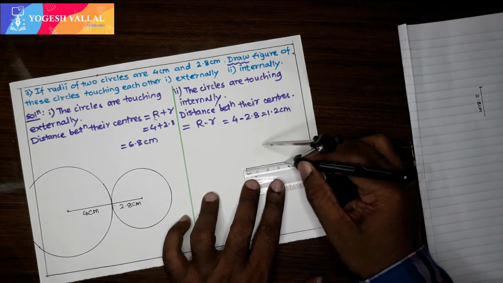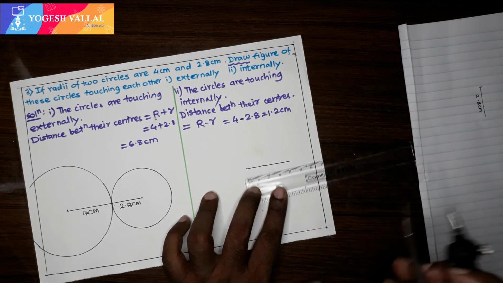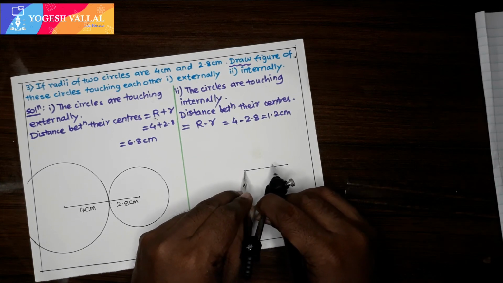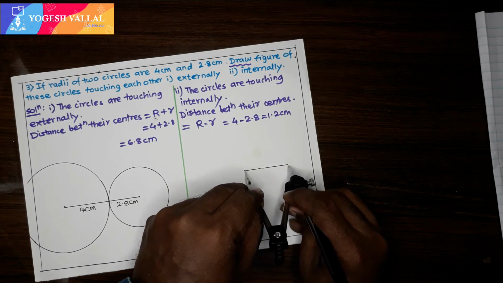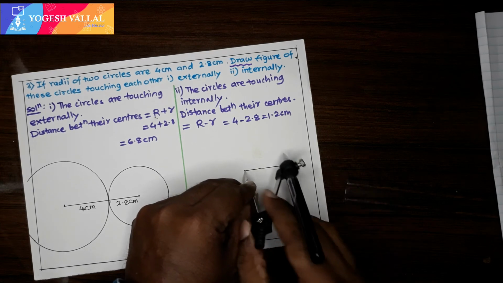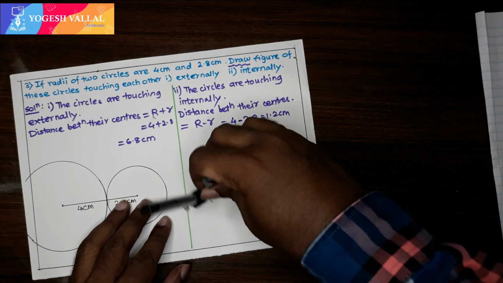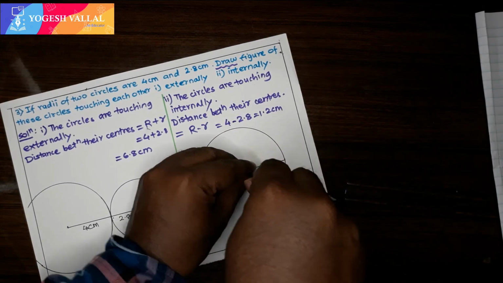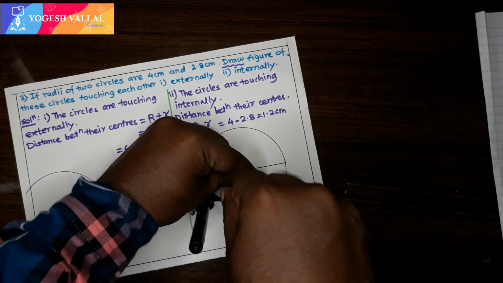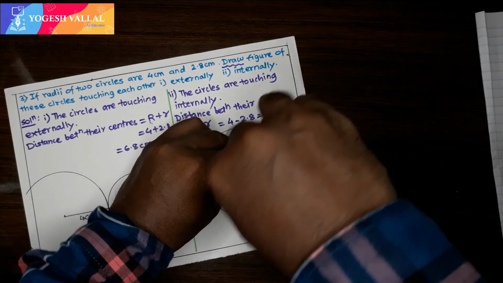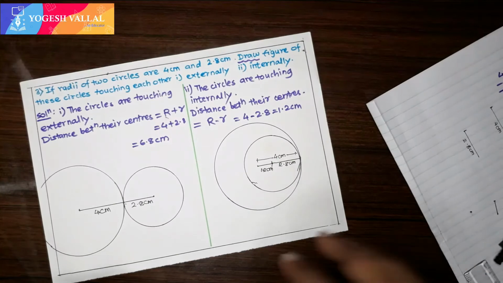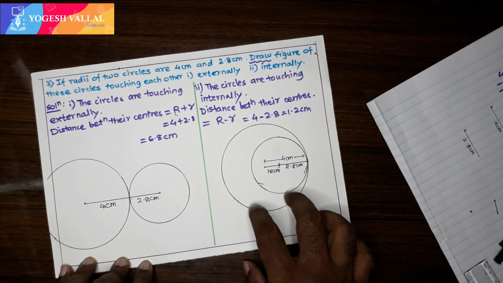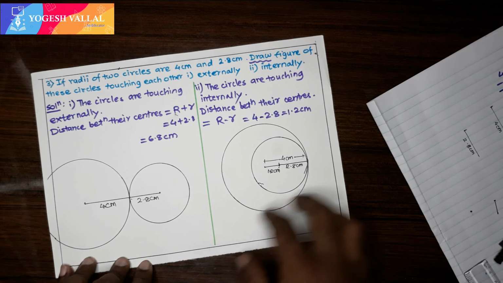Now at this time I am going to pay attention to the radius. So let's draw a circle with radius 4 centimeter. So we have completed 3 problems from practice set 3.2.